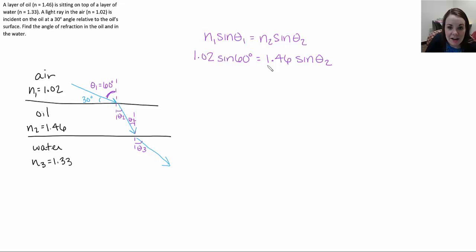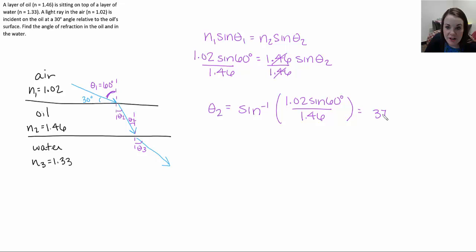Now, in order to solve that, I need to divide the 1.46 over, and then I need to take the inverse sine. So to get theta 2 all by itself, I take the sine inverse of the rest of what I have there. I could plug this into my calculator first and then take the inverse sine of what's left. And when I do that, I get an angle of 37.26 degrees. Make sure your calculator is in degrees, since we're entering the 60 in degrees. So that would be my angle in the oil.